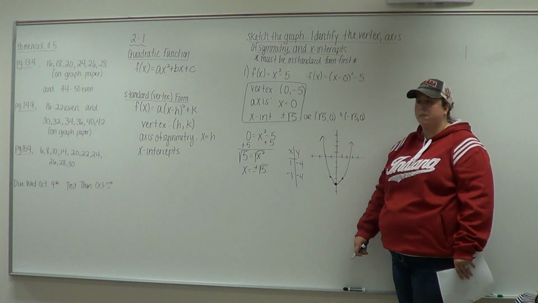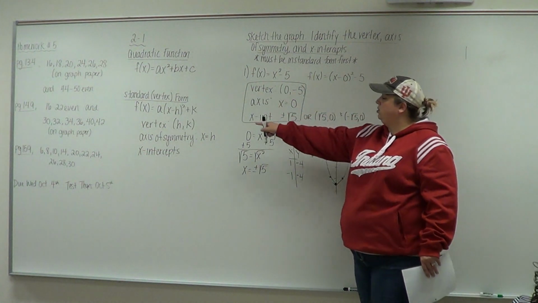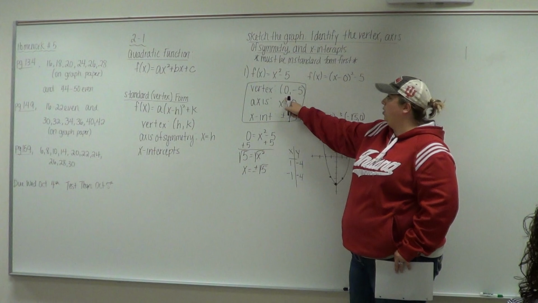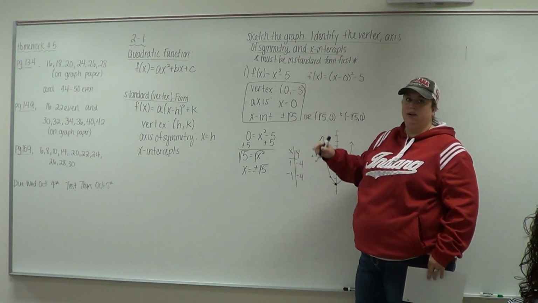How did you get the vertex? The numbers come from in here, not here. So it's subtracted from x is 0, and then my k is the number on the outside. Oh.